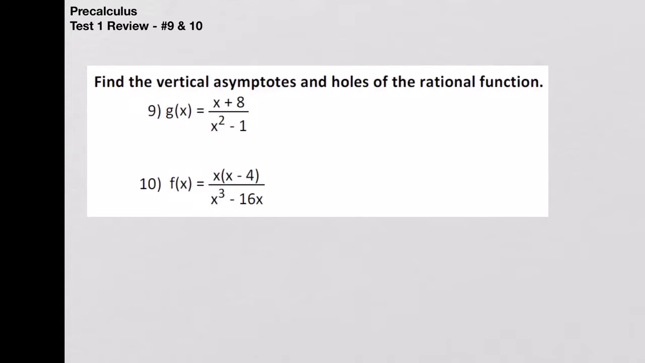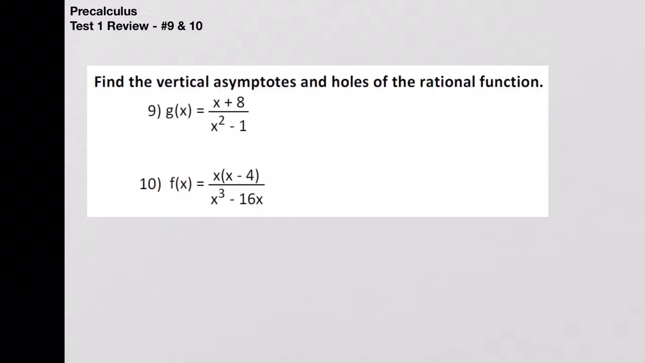In these two problems, we want to find the vertical asymptotes and holes of the rational functions where they exist. So a rational function can have one or more vertical asymptotes and one or more holes, or both or neither. So let's take a look at number 9.